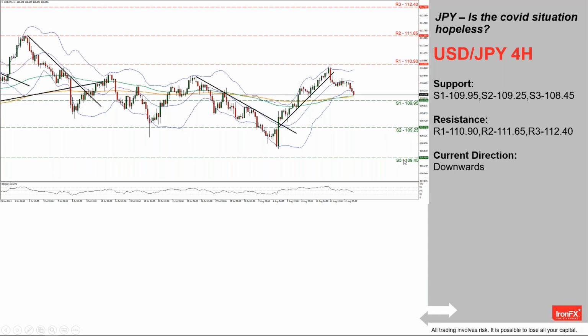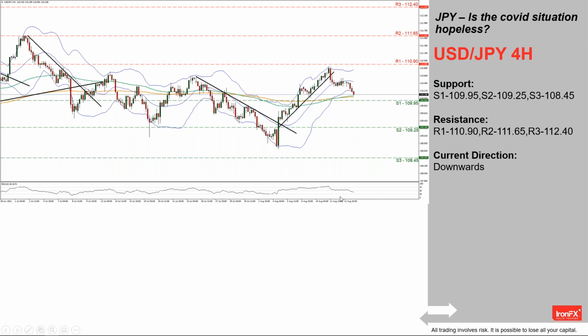Should the bulls take over and the pair's price action reverse direction and start aiming higher, as a first stop we would highlight the 110.90. Higher than that would be the 111.65, which successfully reversed the pair's upward motion at the beginning of July. Higher than that would be the 112.40 as the highest level noted in our chart.